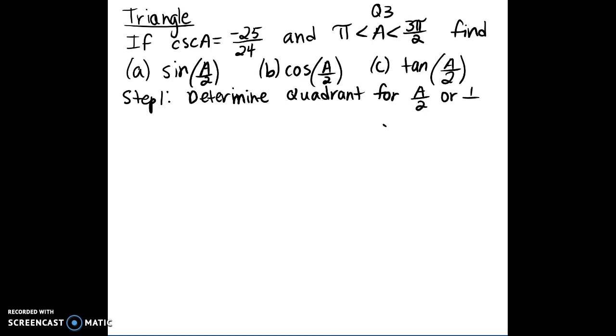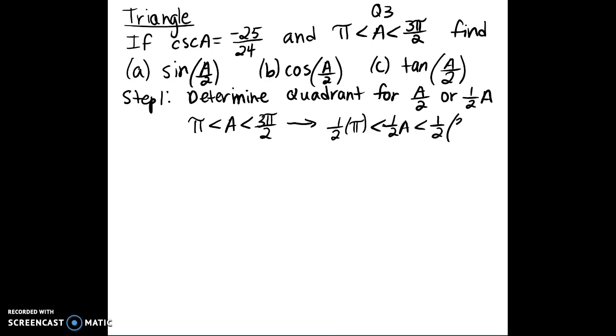And actually, I'm going to look at it as 1/2 A because it's going to make switching things over in the inequality a little easier. So we're taking our original inequality, and we're just going to cut everything in half. So we're going to do 1/2 times pi, 1/2 times A, and 1/2 times 3 pi over 2.